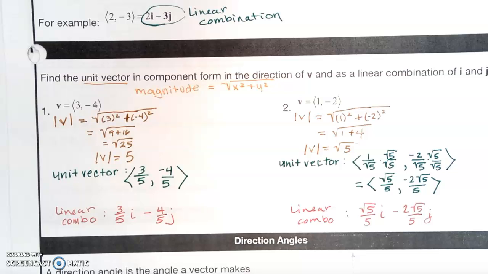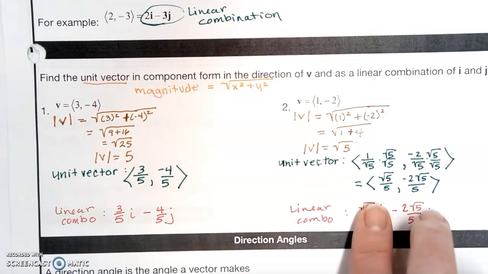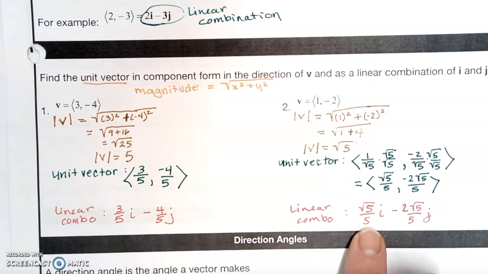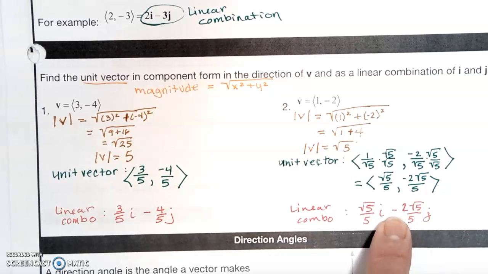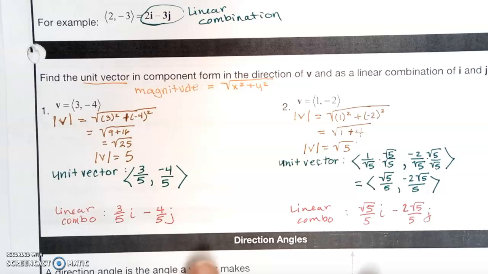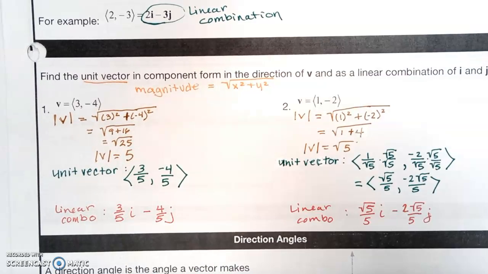And believe it or not, that might be the trickiest part of this whole thing, is remembering to rationalize that denominator. Okay? That's writing your answer as a unit vector. If they ask you to change it to a linear combination, you're just going to add the i and the j. If this was positive, this would be plus. So they both just happen to be negative, so it's minus, but that's what that is. Okay? Any questions on those 2 examples?